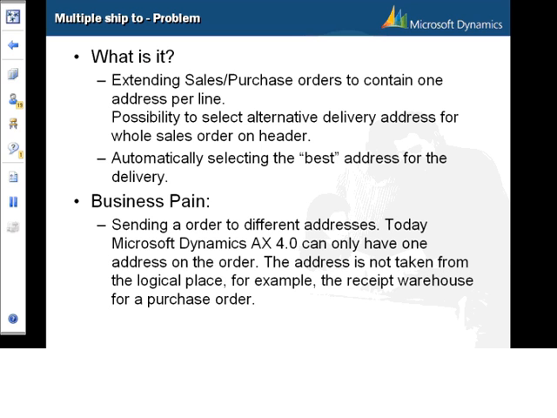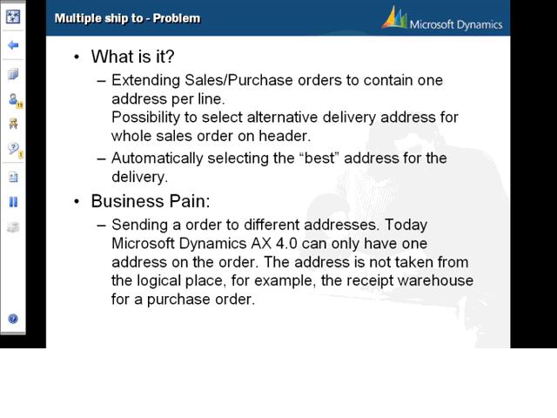Next is the multiple ship to problem. So what is multiple ship to? Extending sales and purchase orders to contain one address per line. Possibility to select an alternative delivery address for a wholesale order on the header. Automatically selecting the best address for the delivery.